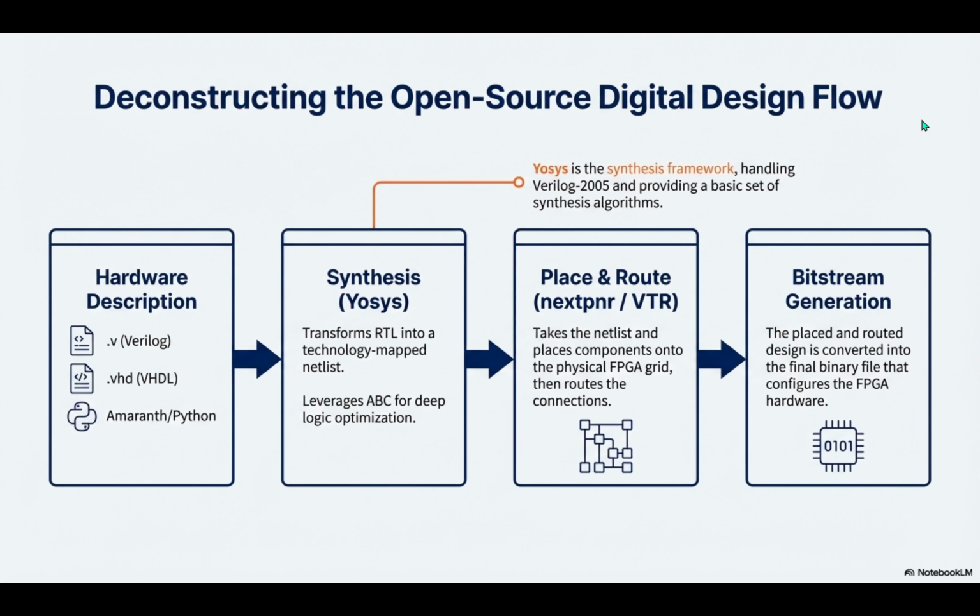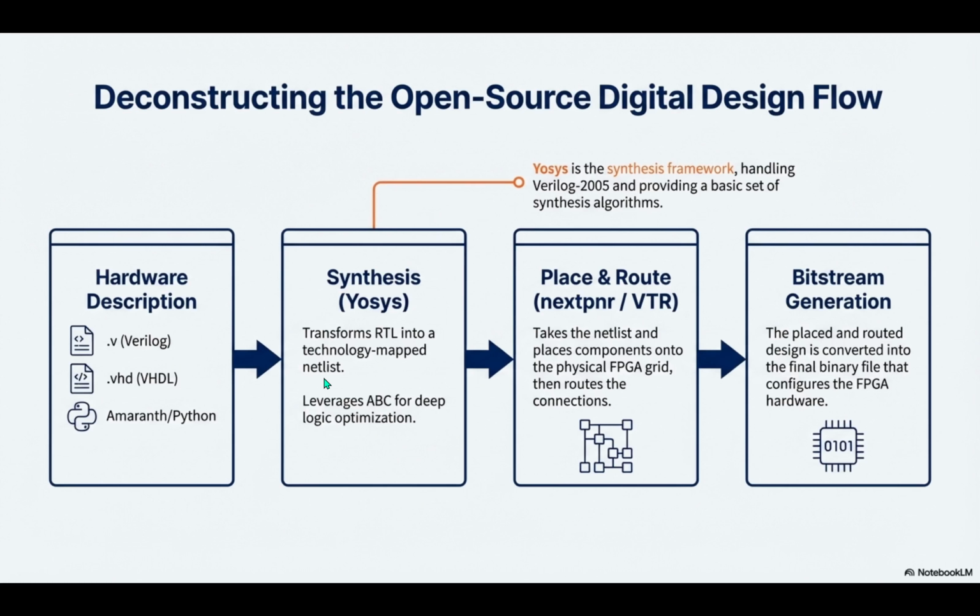Okay, so the flow starts with the hardware description. This is where you write your logic, usually in classic languages like Verilog or VHDL. But new options are popping up too, right? Yeah, increasingly, engineers are using modern Python-based approaches like Amaranth, which gives you better scripting and, frankly, more reliability. That description then moves into stage 2, synthesis. This is handled by a core tool called Yosys. Yosys takes your high-level code, your RTL, and transforms it into what's called a technology-mapped netlist. It's a really robust tool.